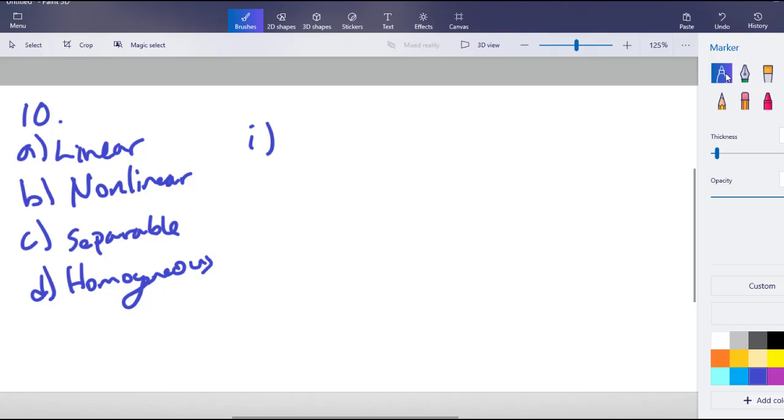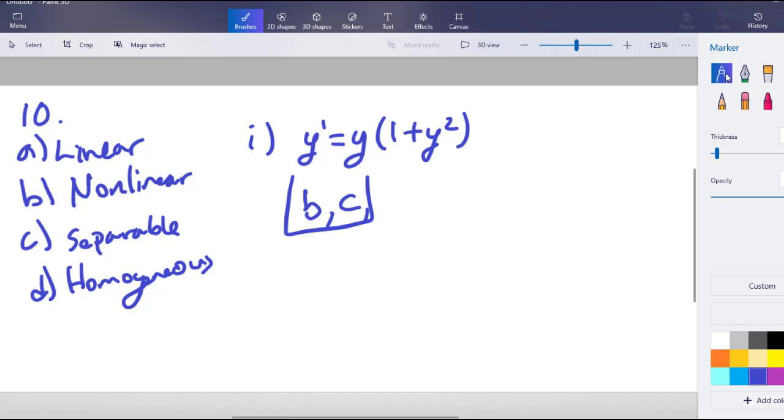On the first problem, we're given y prime equals y times 1 plus y squared. Is this linear? Well, it has y squareds and a y times that. You even end up with a y cubed when you distribute. This can't be linear because we have powers on the unknown function y. So this is nonlinear. However, it is separable. We can separate the variables. This function is a separable function of x and y. It is not homogeneous, so this is it for part 1.